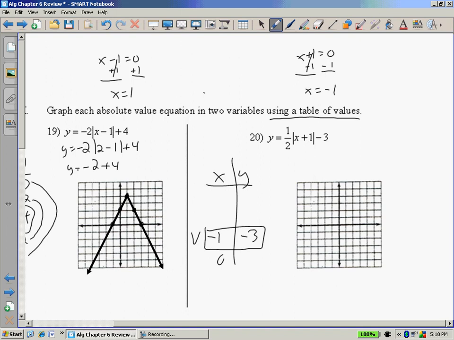We're going to go up 1, up 2, down 1, down 2 from that x-coordinate of the vertex. And now we simply plug these in. Y equals 1/2 times the absolute value of -3 plus 1. -3 plus 1 is -2. The absolute value of -2 is 2. Half of 2 is 1. 1 minus 3 is -2.